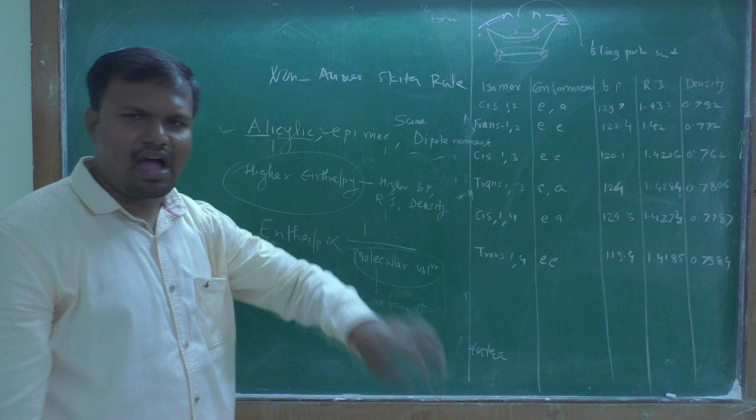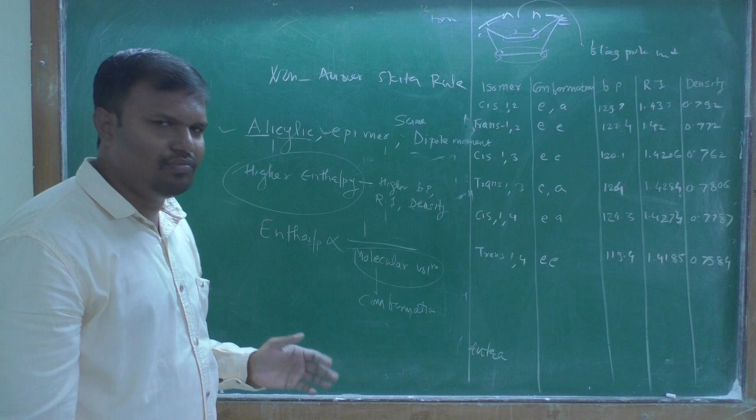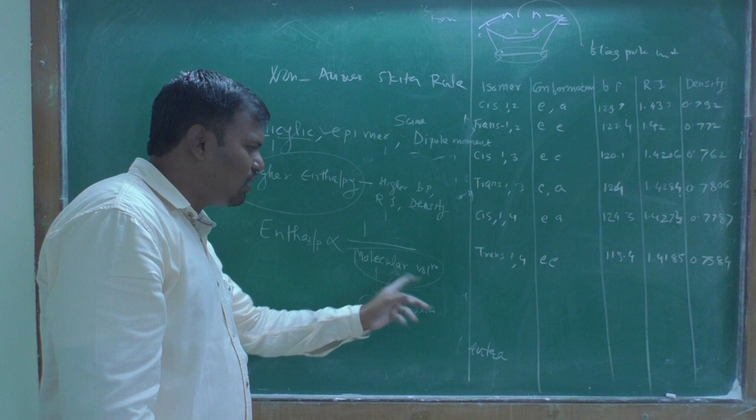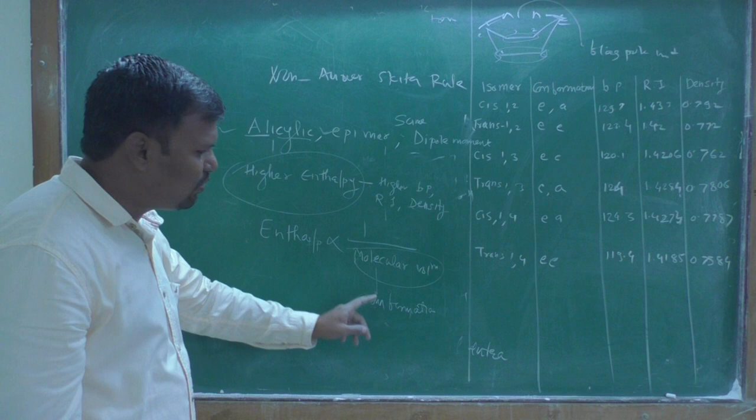This is the law. Then we move towards how it is explained, because enthalpy is difficult to determine. Therefore we have one relation: enthalpy is inversely proportional to the molecular volume, and fortunately the molecular volume is related to the conformation, how the molecule looks.